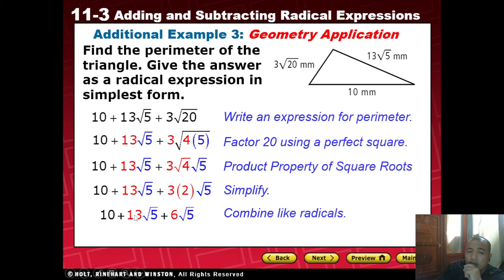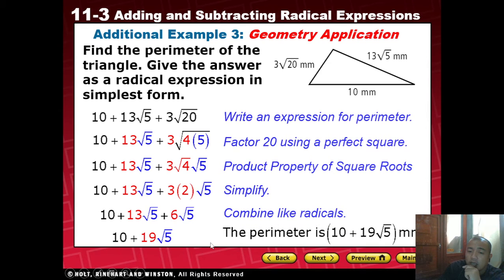So let us now add 10 plus 13 square root of 5 plus 6 square root of 5. There are 2 terms that can be added only because they are like radicals. So we just add 13 plus 6, 19. So the answer is 10 plus 19 square root of 5. You cannot add 10 and 19 because the 19 is attached to square root of 5. So this is now the final answer. The perimeter is 10 plus 19 square root of 5 millimeters.